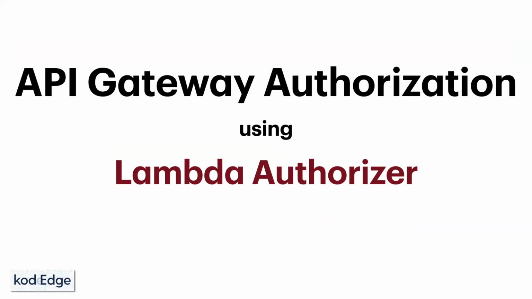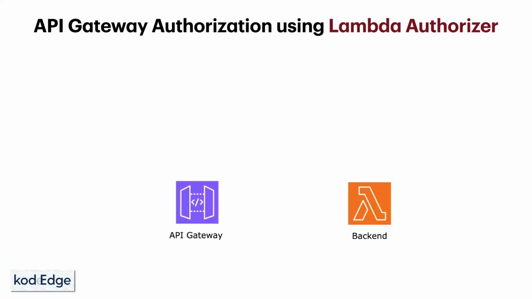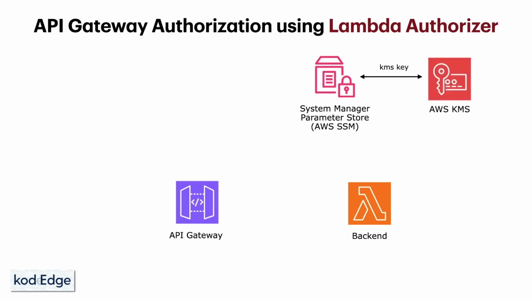In this session, we will see how to authorize APIs in the API gateway using Lambda Authorizer, which is also called a custom authorizer. So here we will first create a backend service for which we will create a Lambda function. After that, we will create APIs in the API gateway, which will call our backend service, that is our Lambda function. Then we will create an access token and store that access token in the AWS SSM parameter store, and we will encrypt that access token using the AWS KMS key.